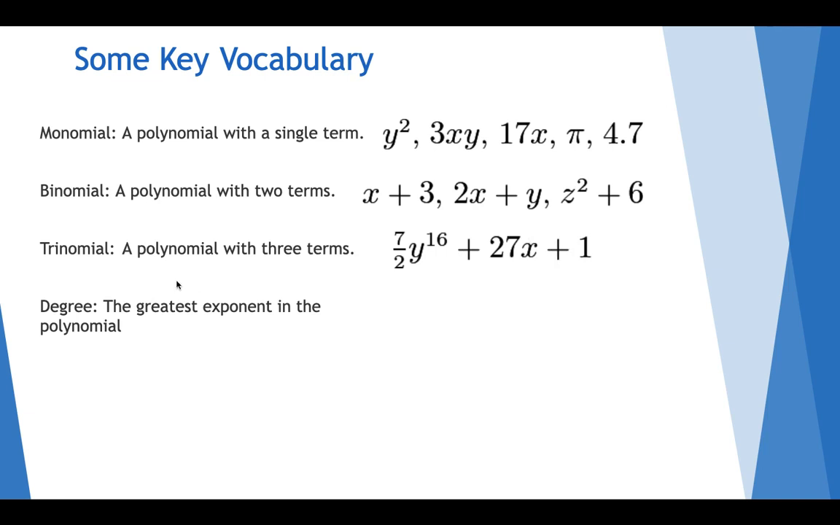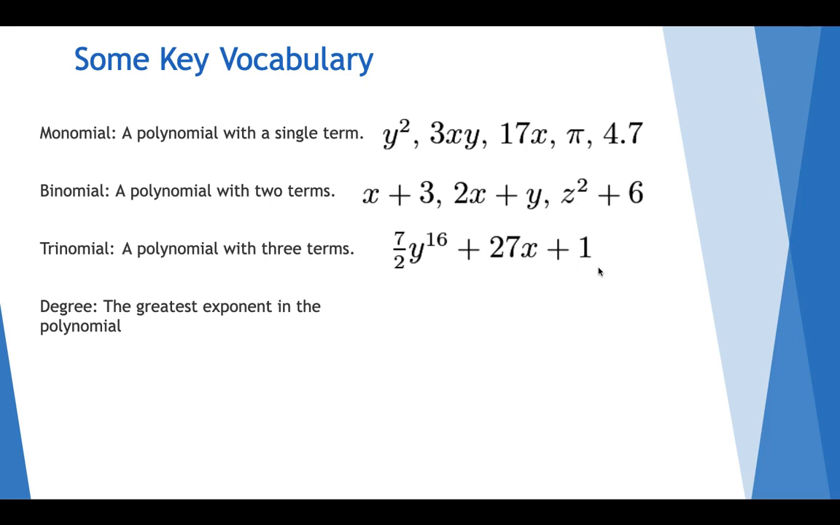And then the degree is the greatest exponent of the polynomial. So for a constant, the degree is 0, because, as I mentioned before, you can treat 4.7 as 4.7 times x to the 0 power. For 17x, the degree is 1, right? Because this is 17 times x to the first power. And for this one down here, the degree is 16, because y to the 16th power makes this have a degree of 16.